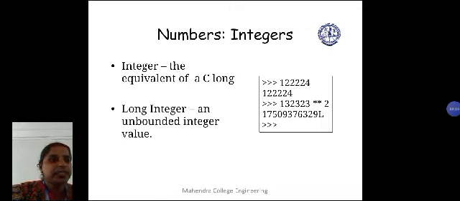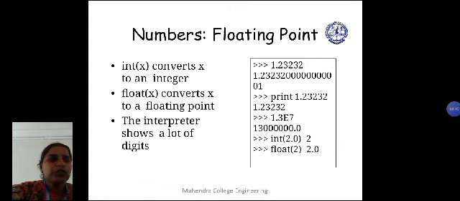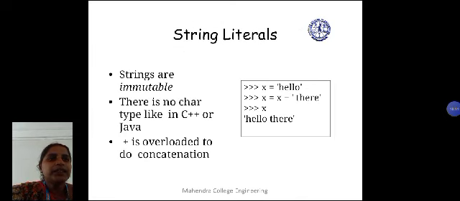Next, numbers, that is data types. Numbers come in different kinds. Integer is equivalent to the C long, an unbounded integer value. In numbering we use whole numbers as integers. Next, floating point is a decimal point number. int(x) converts x to an integer. See the example, converting 1.2323 to an integer. float(x) converts x to a floating point. The interpreter shows a lot of digits. Interpreter means the high level instructions are executed and give our values.